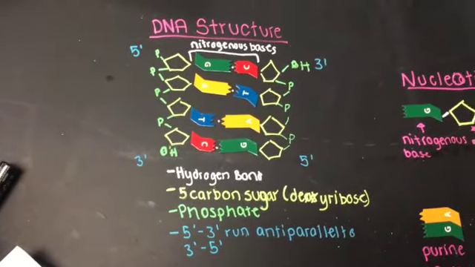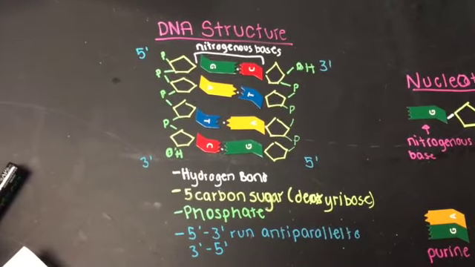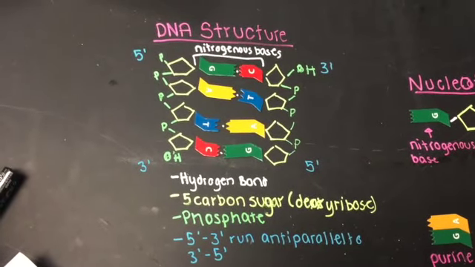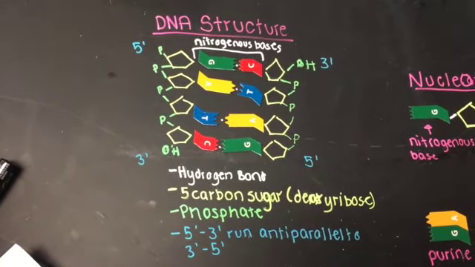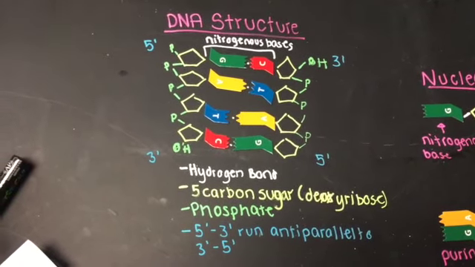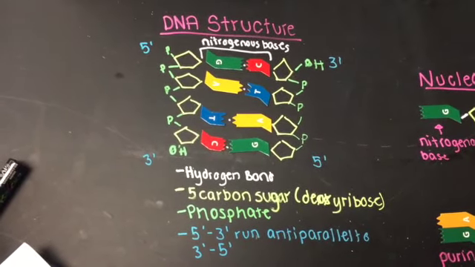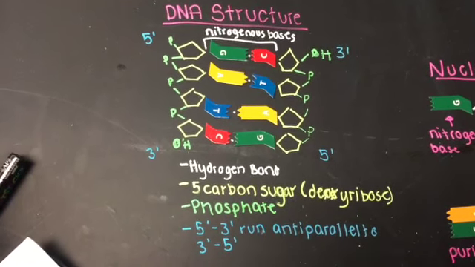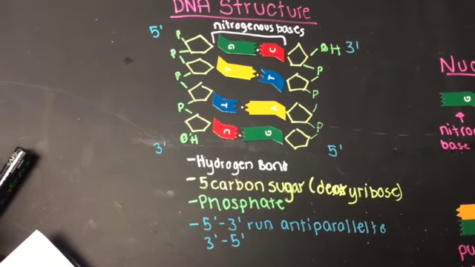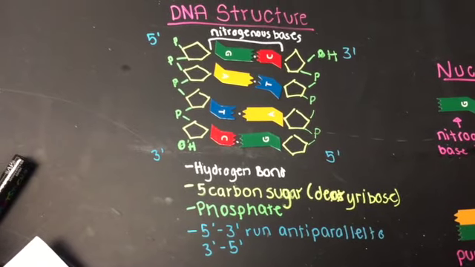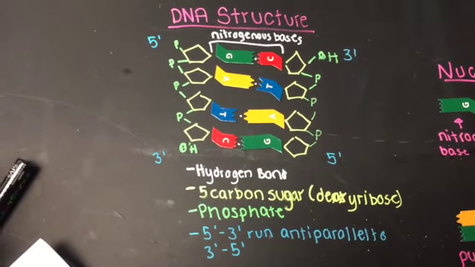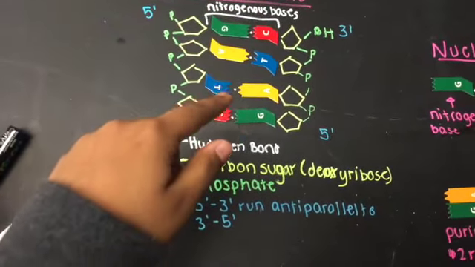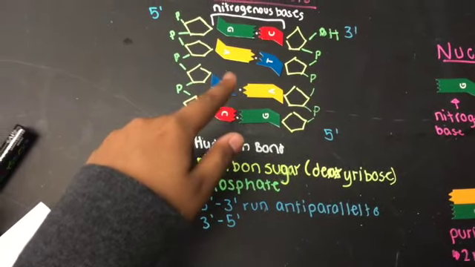So those are the 2 strands, and then the backbone of the double helix is made up of phosphates and 5-carbon sugars, and the 5-carbon sugar is called deoxyribose because it lacks an oxygen. The rungs of the double helix are formed by pairings between the nitrogenous bases. So guanine and cytosine are always paired together, and adenine and thymine are always paired together, and they are bonded by hydrogen bonds in between.